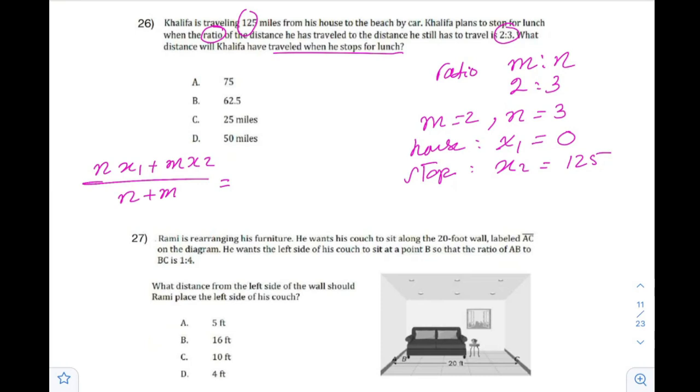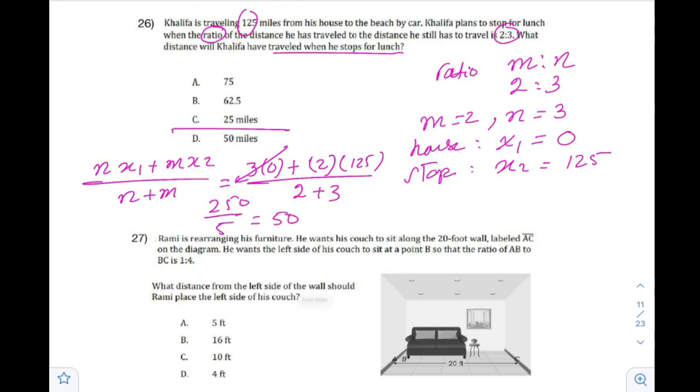And we will apply 3 times 0, m, which is 2, x2 is 125, over the sum of n plus m, which is 2 plus 3. 3 times 0 is 0. We have 2 times 125, which is 250, 250 over 5, which is 50. So this is the stopping point.